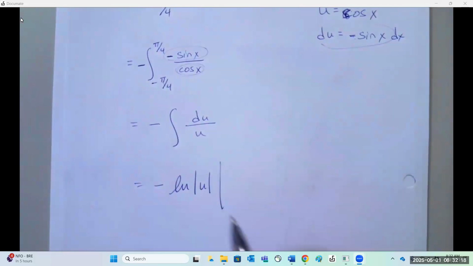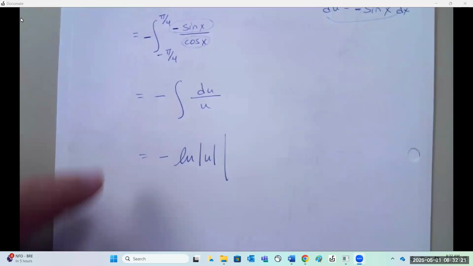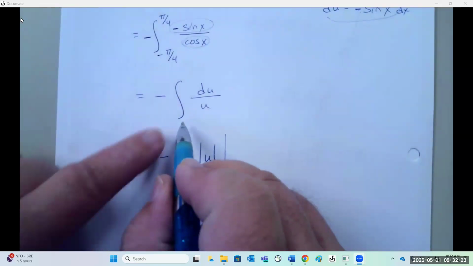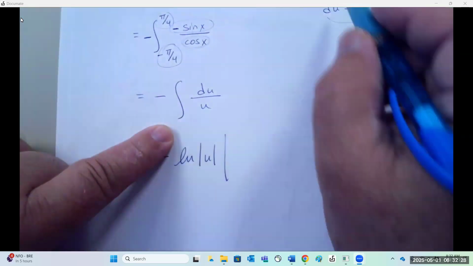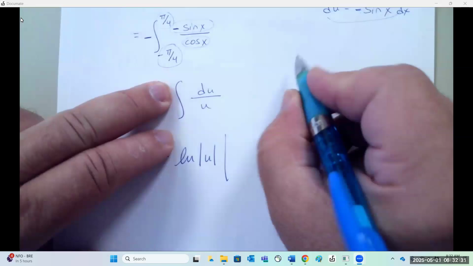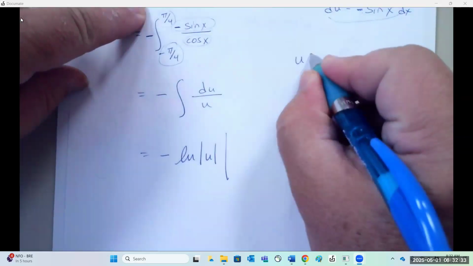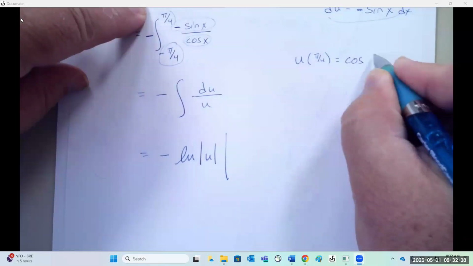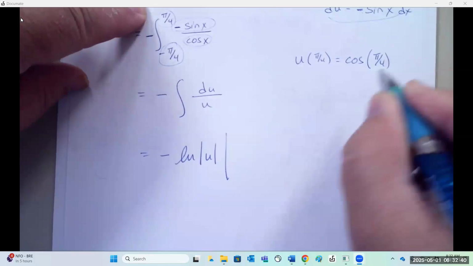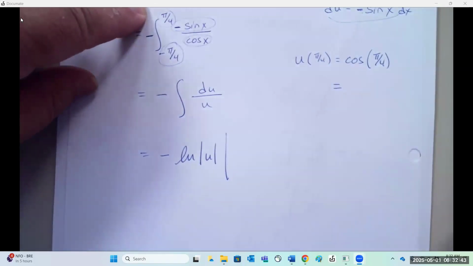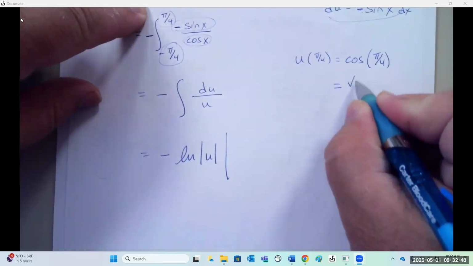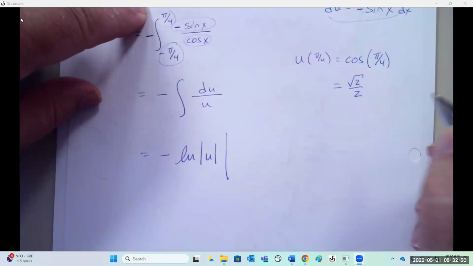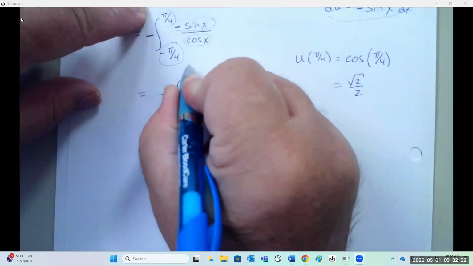But what are our bounds? So we have to change it from negative pi over 4 and pi over 4 with respect to u now. So when x is pi over 4, we got cosine of pi over 4. What is cosine of pi over 4? Square root of 2 over 2.